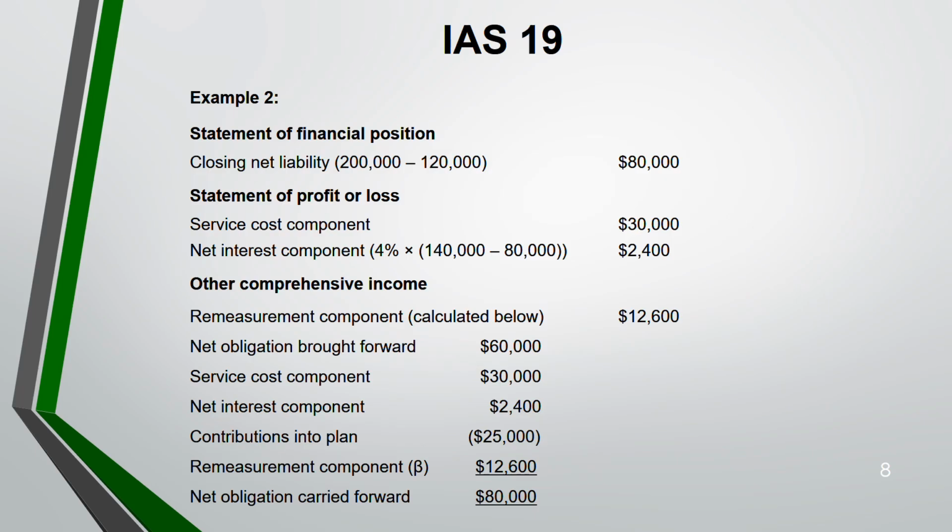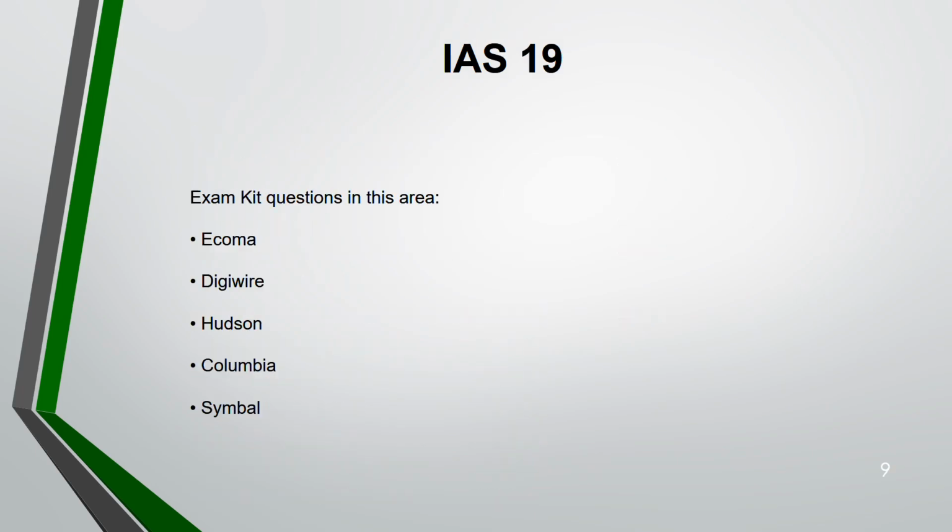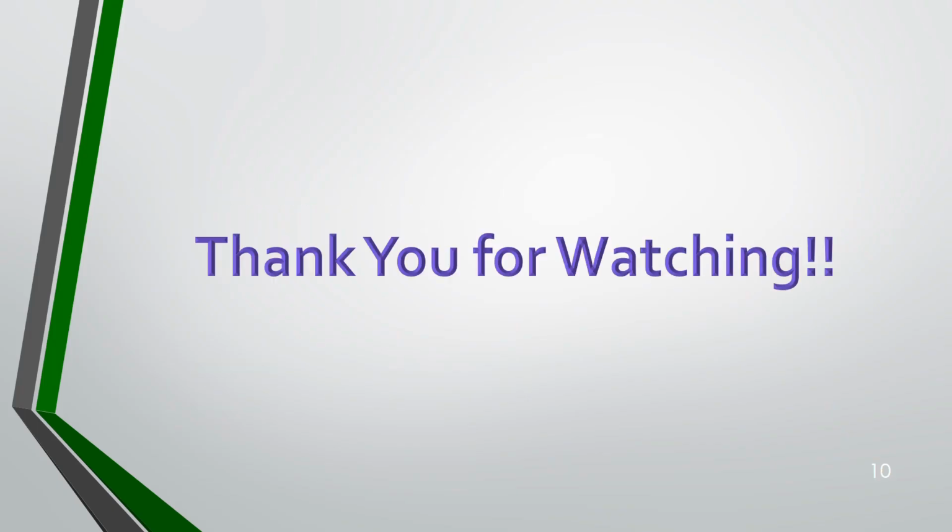Knowing this much is enough for IAS 19. These are the 5 questions you have to do from your exam kit: ICOMA, DigiWire, Hudson, Columbia and Symbol. Thank you for watching and I shall see you in the next standard, which is IAS 20, government grant and government assistance, applicable for both FR and SBR students. Now it's your job to do questions on IAS 19, because definitely you will be tested on IAS 19. It's a question which has a chance of coming 100%.